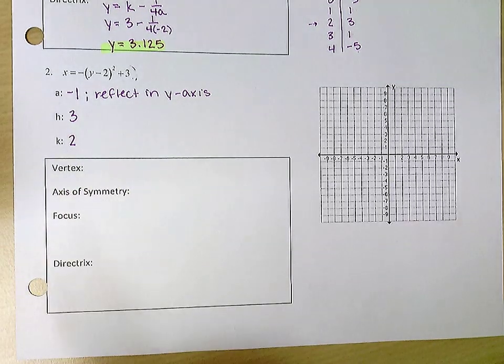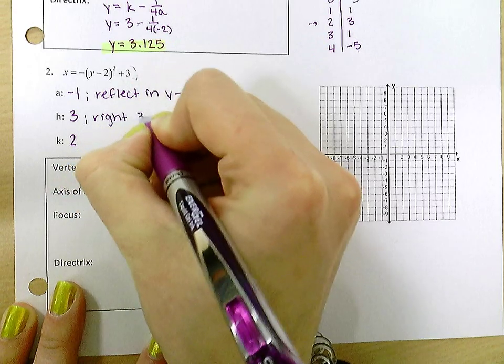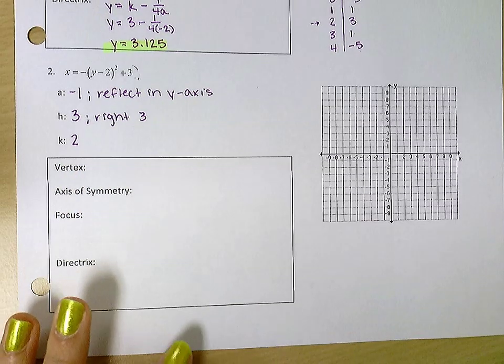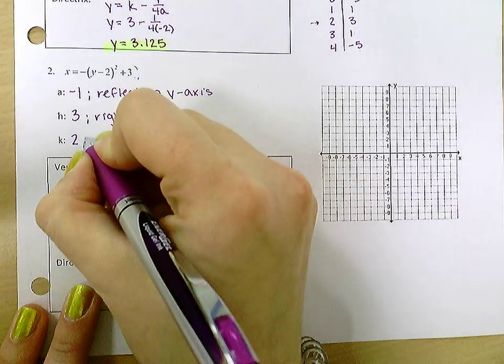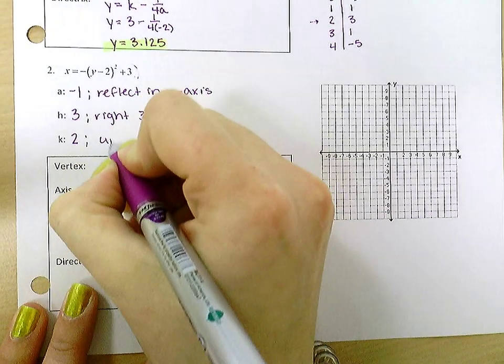Your h value is going to move your parabola right 3 units. And your k value is going to move up or down. This one is positive, so we will move up 2 units.